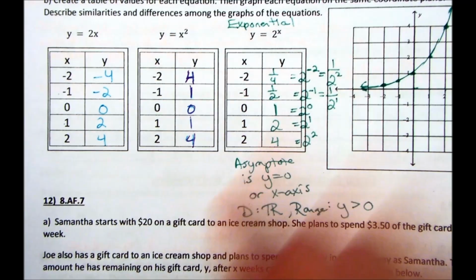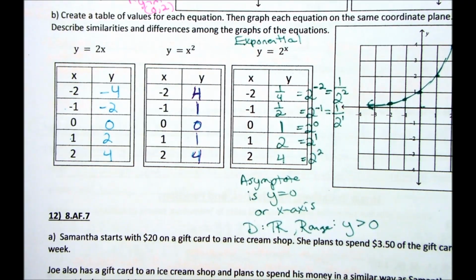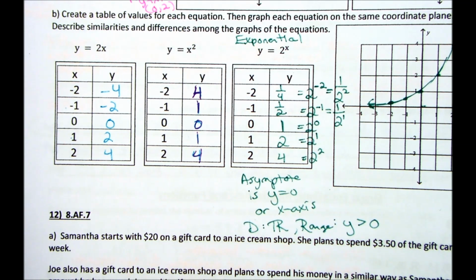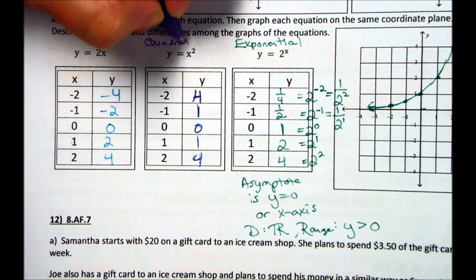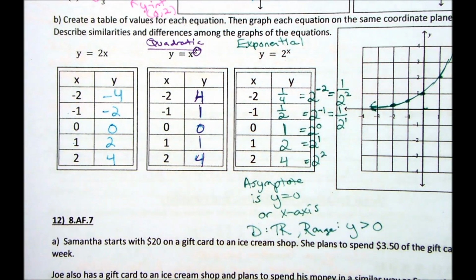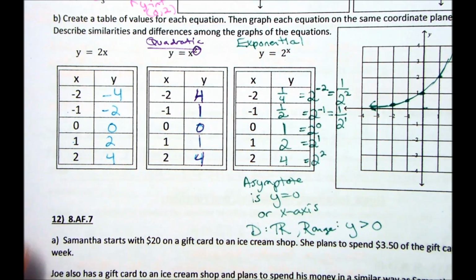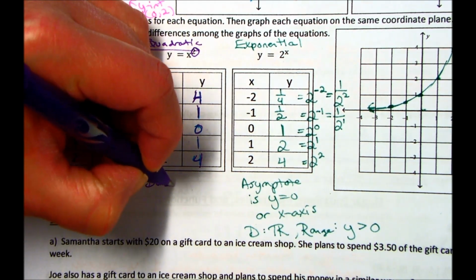The middle one is what we call a quadratic function because the x is squared. It's to the second power. So let's put that in there. Quadratic. And it's because of the x squared that makes it quadratic. We'll talk about its domain and range in a minute.